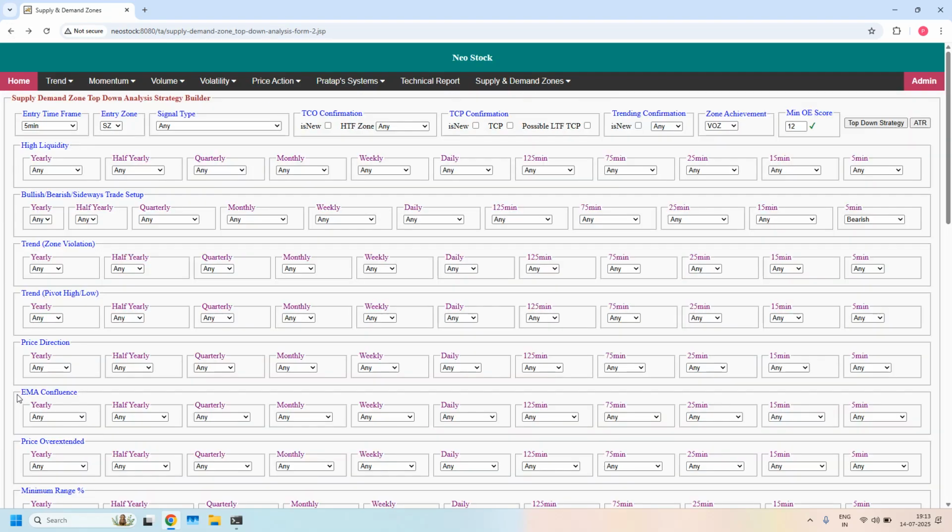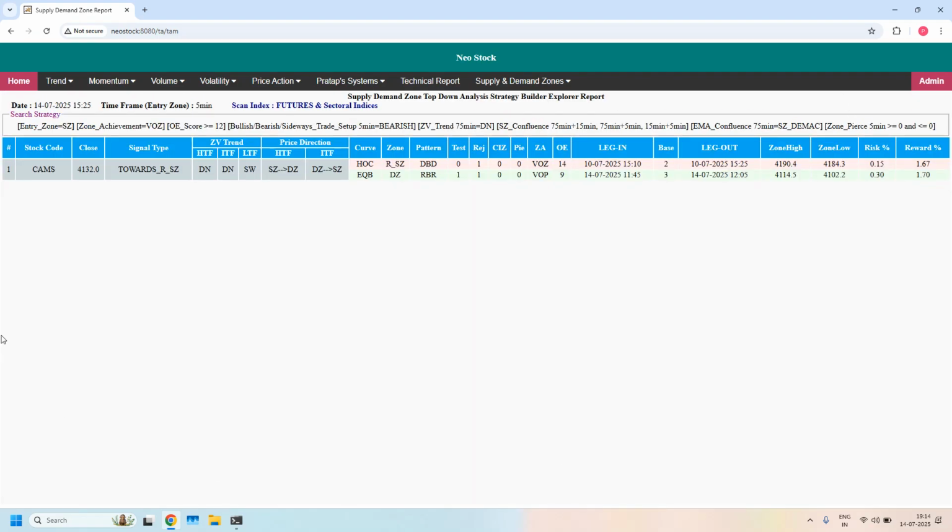Let's further filter with EMA confluence at 75 minutes by checking 75 minute supply zone with daily EMA. At the same time, trend on the 75 minutes should not be sideways. It should be downtrend because it is bearish trade setup. So we got 1 stock. This 5 minute supply zone might be having more high probability to get success. Maybe that is the reason why it is already tested once. Okay, this is about bearish trade setup for hourly income trade.